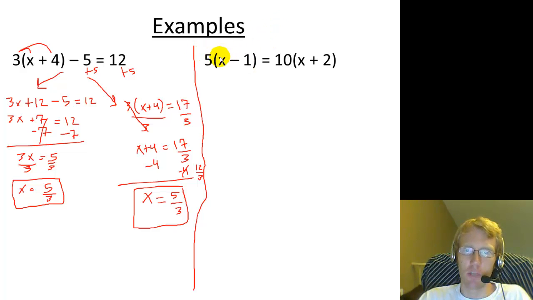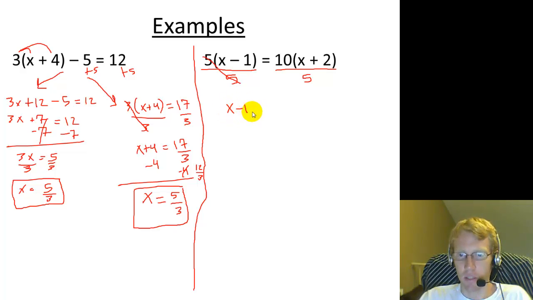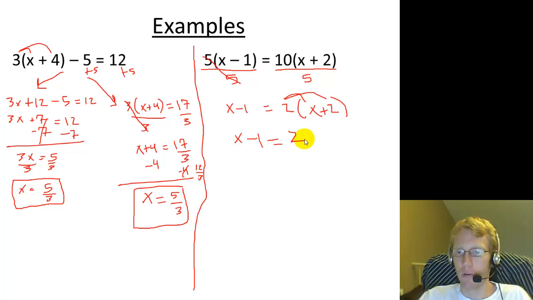So we could distribute the 5 in here and the 10 in here, or we could notice that 5 and 10 are divisible by each other. So if we divide this side by 5 and we divide this side by 5, these 5s will cancel, leaving us with just x minus 1 here, and the 5 and the 10 divide and give us a 2 times x plus 2. Okay, now I can distribute this 2 in, and I can get x minus 1 equals 2x plus 4, because 2 times 2 is 4.